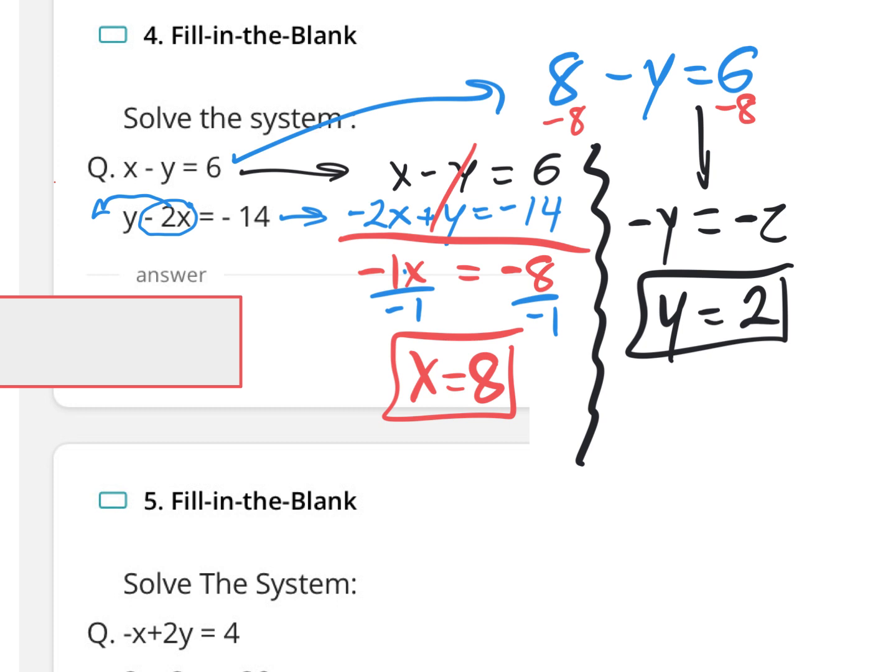If we look at the answers over here that you have to type in, there it is. Coordinate format, parenthesis, 8 is first because it's the x value, comma, y value second, y value is 2, close parentheses. Type that in with no spaces, hit enter, you'll get full credit.